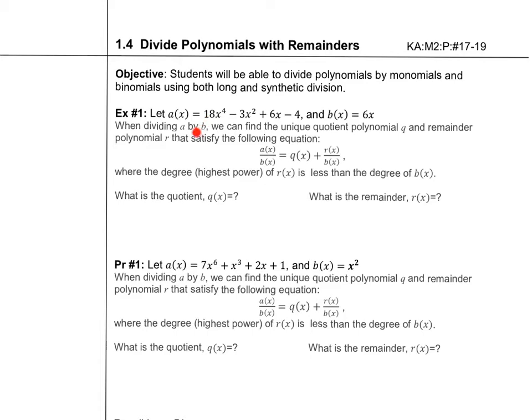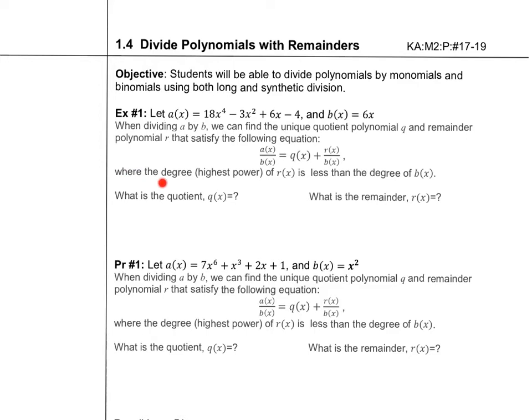Now, there's a lot of words in this problem, but I basically stole this structure straight from Khan Academy so that you're ready for it when you see it. It says, let a of x equal this expression. So here's a of x, and b of x equals 6x. When dividing a by b, we can find the unique quotient polynomial q and remainder polynomial r that satisfies the following equation. It's just a really funky way of saying take a divided by b and write your answer in this format. And I'll show you what that format looks like with this problem here.